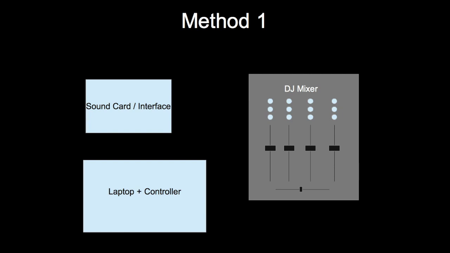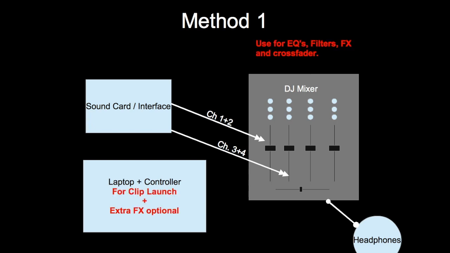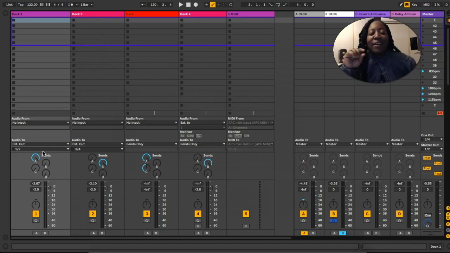And then you would take a cable. In this case, let's pretend it's 1, 2, 3, and 4. And then you would take a cable from your audio unit and attach it directly to the DJ mixer. And then from there, you can use the filters and the effects, no problem, right?